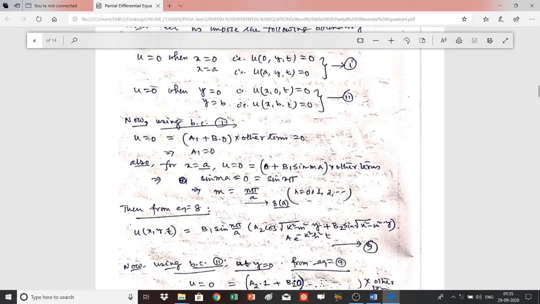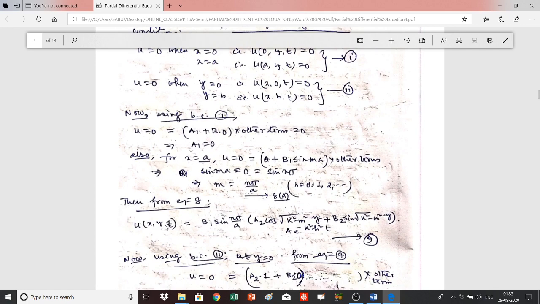So then equation 8 reduces to u of x, y, t, because the term involved with the constant a1 is not here, since a1 is equal to 0. So here will be b1 sin n pi x by a, then a2 cos root over k square minus m square y plus b2 sin root over k square minus m square y, and then a e to the minus k square h square into t. So this is the solution. See here it will be sin n pi x by a.